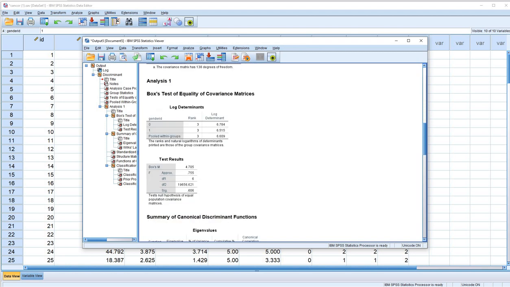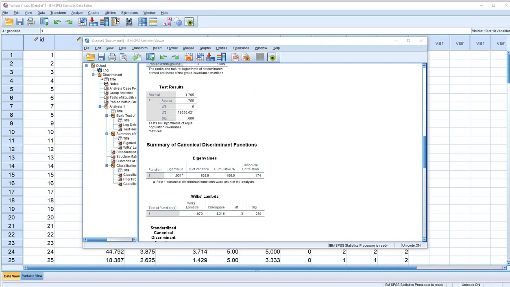When we scroll down a little bit further, you can see we have Box's test, so within this table right here. And basically, again, it's testing the null hypothesis of equal population covariance matrices. So essentially, if this is indicating statistical significance, then we would have evidence that we have a violation of the assumption of equality of population covariance matrices. If it's non-significant, as we have right here, then we would infer that the assumption is met. So in this case, it would appear that our assumption is met.